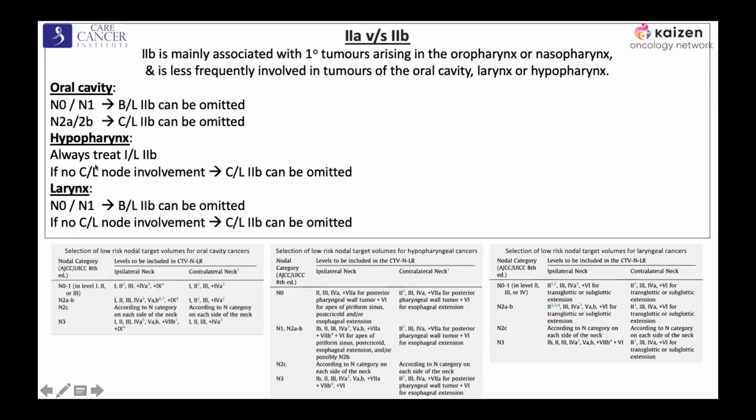For hypopharynx, like I already mentioned, hypopharynx is a site which can go to 2B. So always treat ipsilateral 2B. If no contralateral nodal involvement, opposite 2B can be omitted. Same for larynx. If there is no contralateral nodal involvement, contralateral 2B can be omitted.